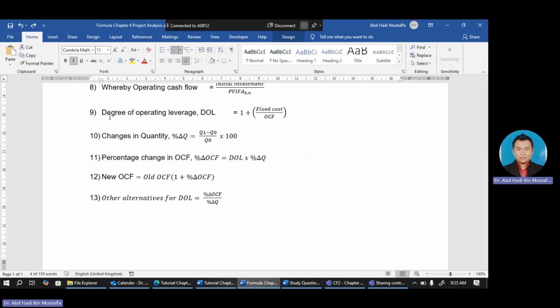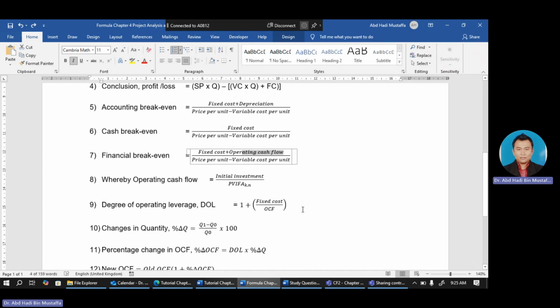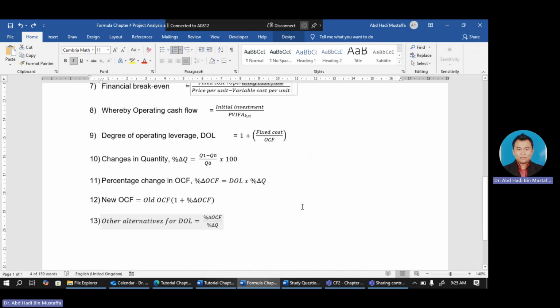So there are 3 parts. I covered yesterday formula 1 to formula 4. For today, the first part is formula number 5, 6, 7 and 8. And then after that the third part, formula number 9, 10, 11, 12 and 13. Okay, any question so far?